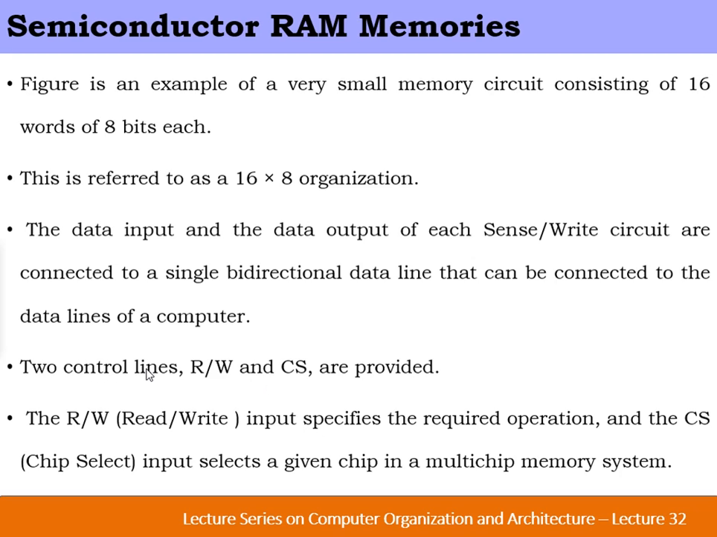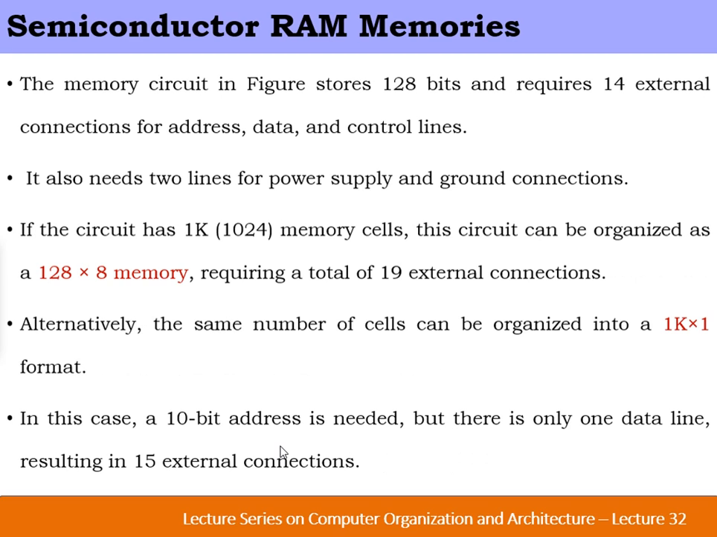As I told, we have control signals like R/W bar and chip select. Here the R/W bar, that is read/write bar, input is going to specify the required operation, either read or write. The chip select pin, or input, is used to select a given chip in a multi-chip memory system. Whenever there are multiple chips in a memory, one of the chips will be selected. Suppose there are multiple chips in a memory system, each chip being 16 into 8, and I want to select any one among them. Then we make use of chip select.